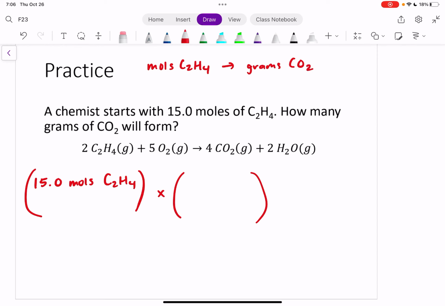Do we know anything that connects moles of one thing to grams of another thing in one step? No, I don't have any way of doing that in one step, unfortunately. I wish we did. So we've got to do a couple of steps.